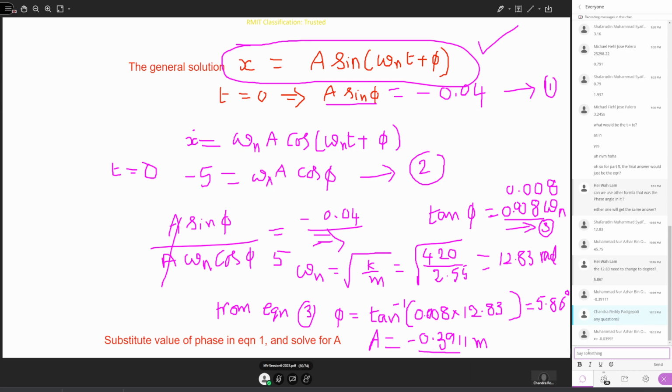0.039. Yeah, I think you need to be careful about this. Or 0.39. So you can check your calculations. I think earlier you wrote 0.039. I think 0.39 is correct, sir.